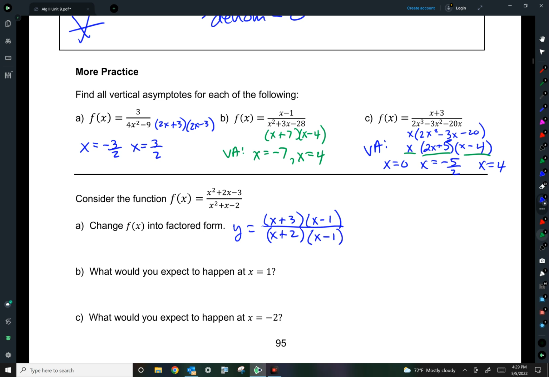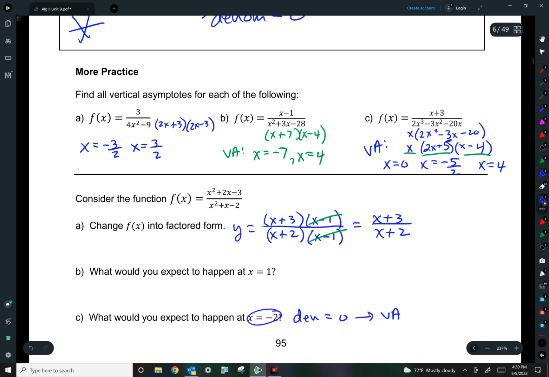I think that'll work, right? And you can see what's going to happen here, can't you? The x minus 1's cancel. We did this kind of canceling way back when. And so what I really have here is just x plus 3 over x plus 2. Okay, so I'm going to go to letter C first of all. For letter C, what would you expect to happen when x equals negative 2? Well, isn't that going to make the denominator equal 0? Oh, but wait a minute. If the denominator is 0, doesn't that mean it's a vertical asymptote? So x equals negative 2, based on what we said a few minutes ago, is a vertical asymptote.